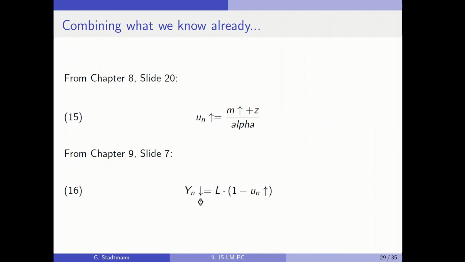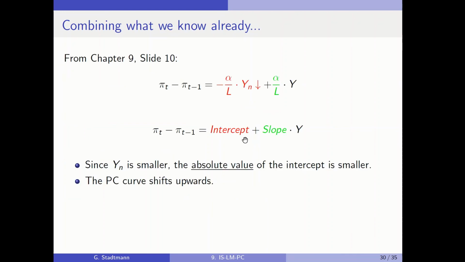How does that affect the Phillips curve relationship? The natural rate of output is included in the intercept, and hence, in case that the natural level of output decreases, the absolute value of the intercept is smaller, and hence the PC curve will shift upwards. This is very important that you get this step. The natural level of output is smaller, and therefore the absolute value of the intercept becomes smaller. The Phillips curve relationship shifts upwards.